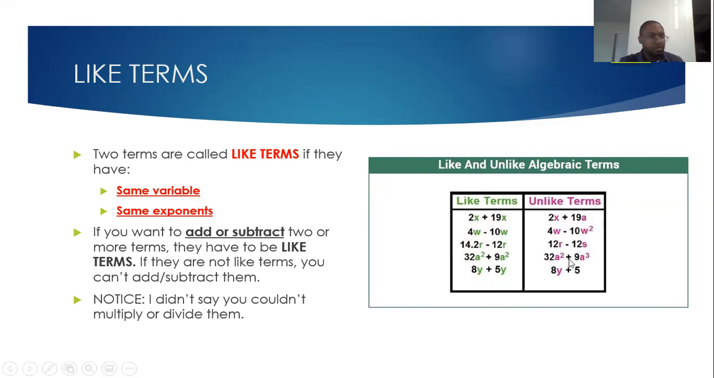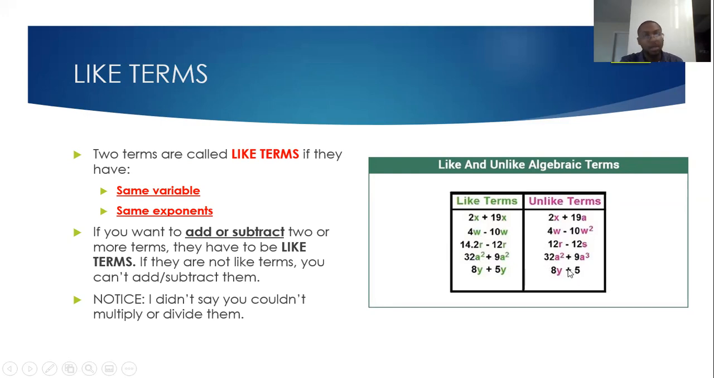W and w squared, even though they both have a w in them, I cannot subtract those two terms. Now, we're going to get to multiplying terms, and this will get a little bit confusing when I start talking about it. But I just want you to notice that addition and subtraction for those two terms can only be done if you have like terms. These terms are like terms. These terms are unlike terms. Even though they both have the letter A, they are unlike terms because one has a 2 and the other has a 3.